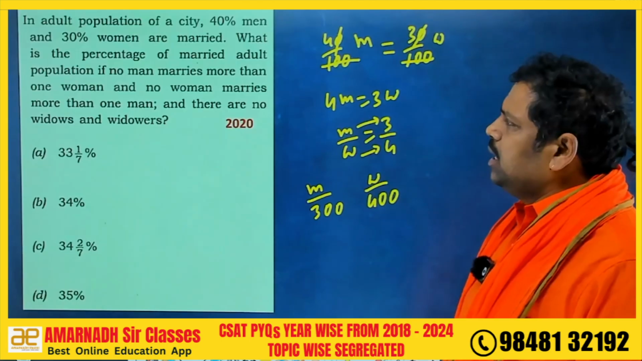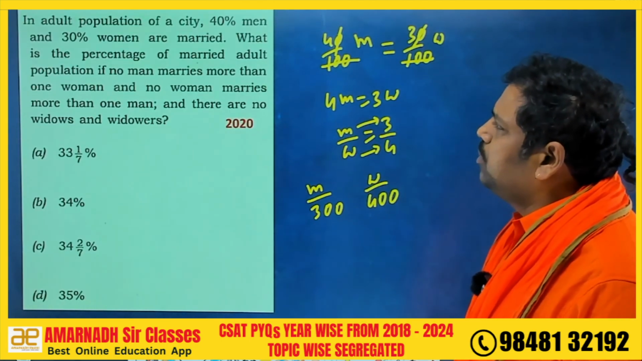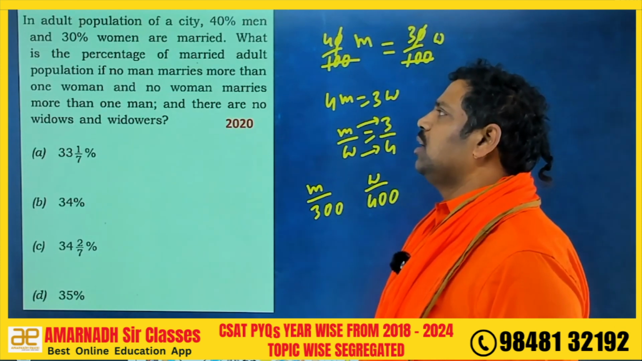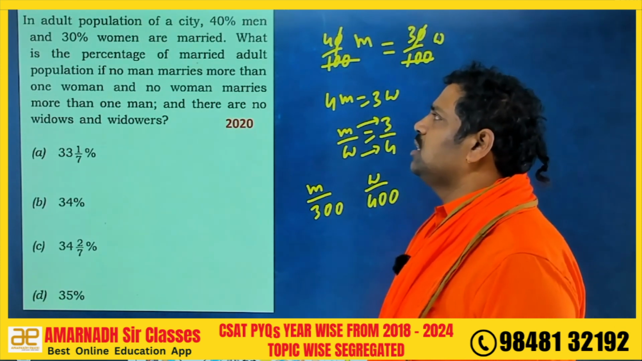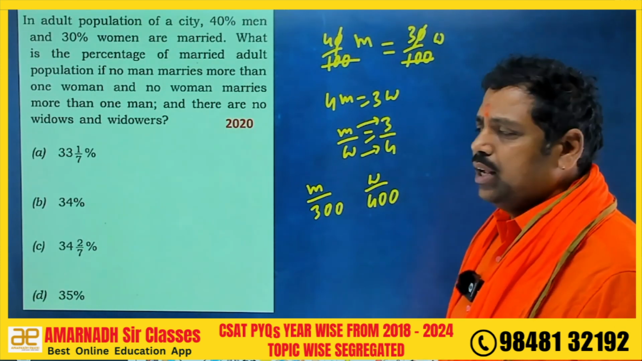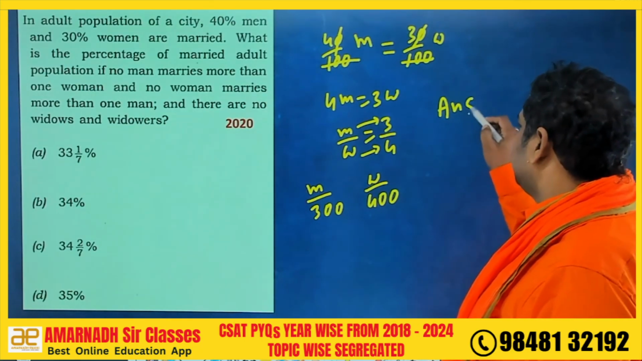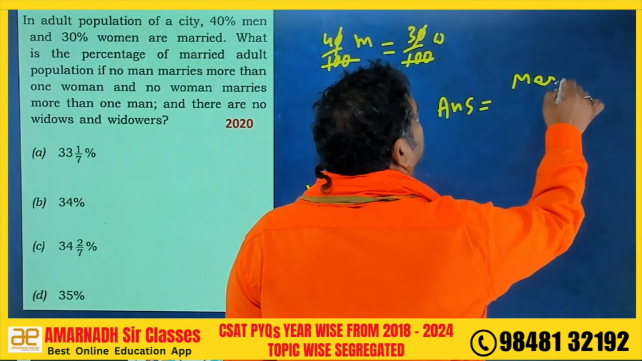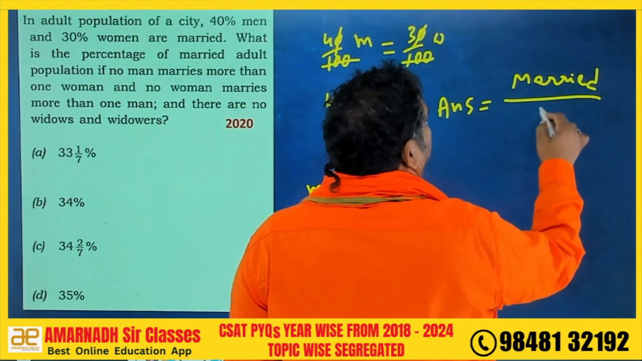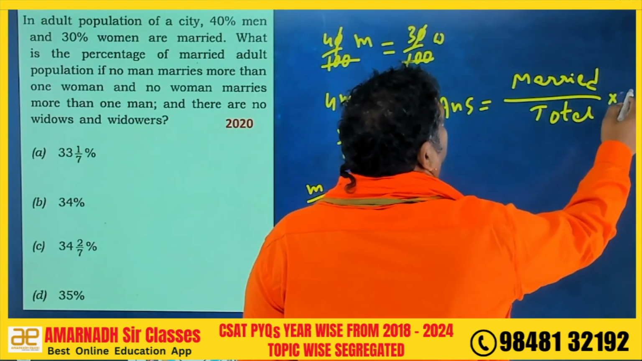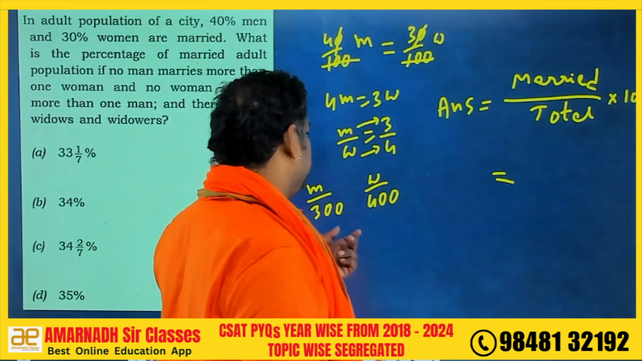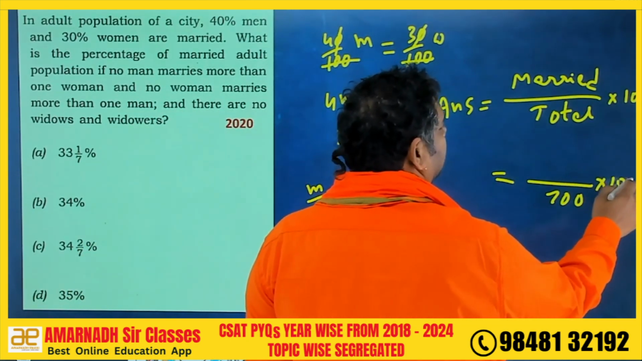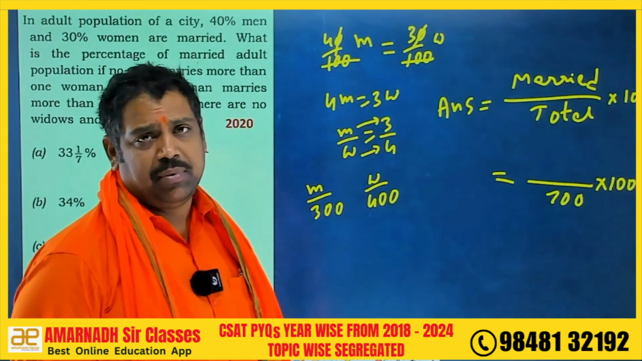Okay. Now what he's asking is the percentage of married adult population in the total. What is the percentage of married adult population? That means that the answer is nothing but married by total into 100, right? So I know that the total, men are 300, women are 400. Total is how much? 700. And I want the married, which means married men plus married women.